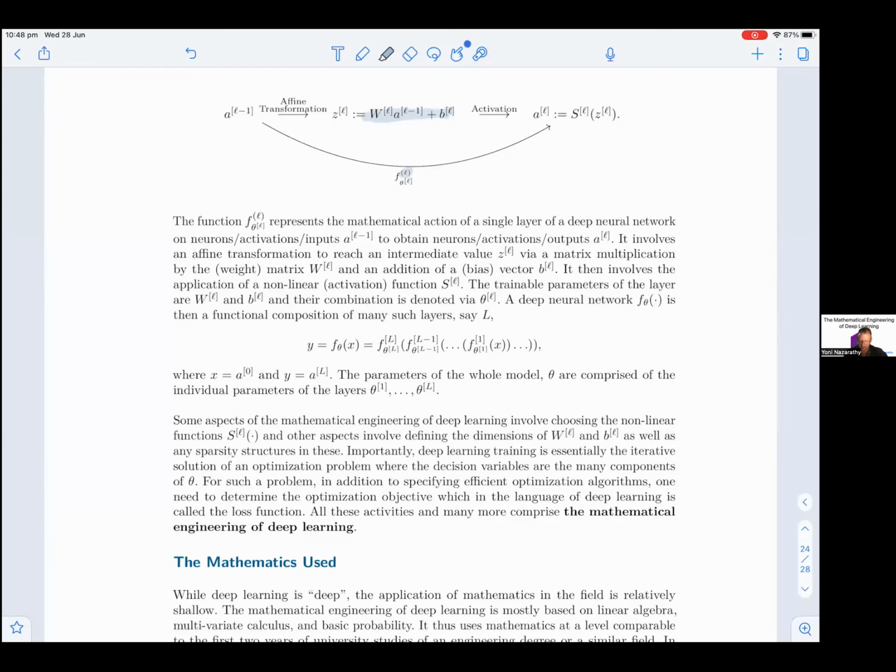Some aspects of the mathematical engineering of deep learning involve choosing the nonlinear functions, S L, these are activation functions, and other aspects involve defining the dimensions of W L and B L, as well as any sparsity structure in these. Importantly, deep learning training is essentially the iterative solution of an optimization problem where the decision variables are the many components of theta. For such a problem, in addition to specifying efficient optimization algorithms, one needs to determine the optimization objective, which in the language of deep learning is called the loss function. All these activities and many more comprise the mathematical engineering of deep learning.